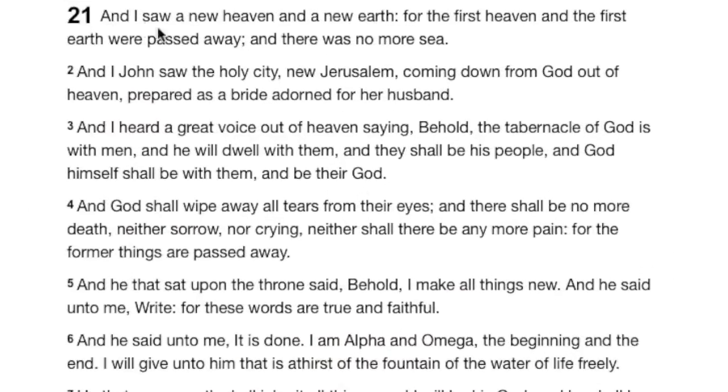Here it is. And I saw a new heaven and a new earth. For the first heaven and the first earth, which ones? The first heaven is the first firmament, the first expanse, the first rakia. And the first earth were passed away. Those two things he created in chapter 1 are now passed away. That's what these are, exactly. And there is no more sea.